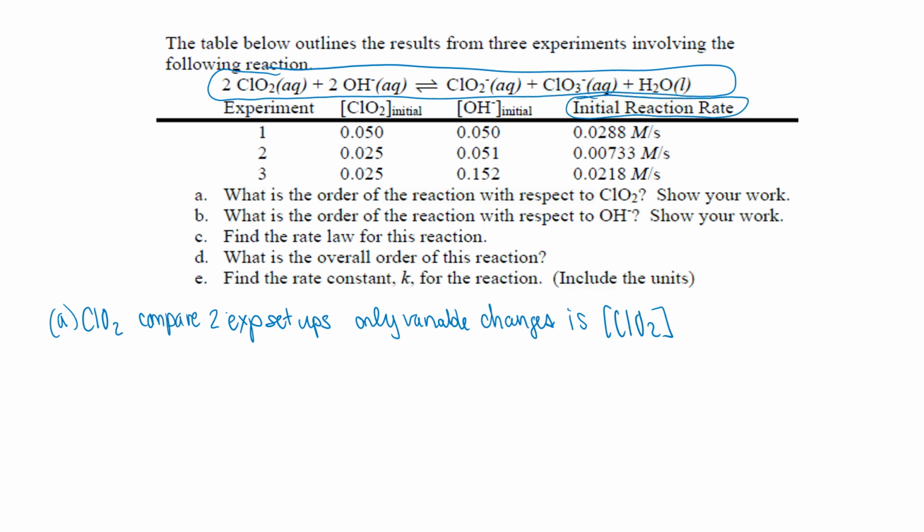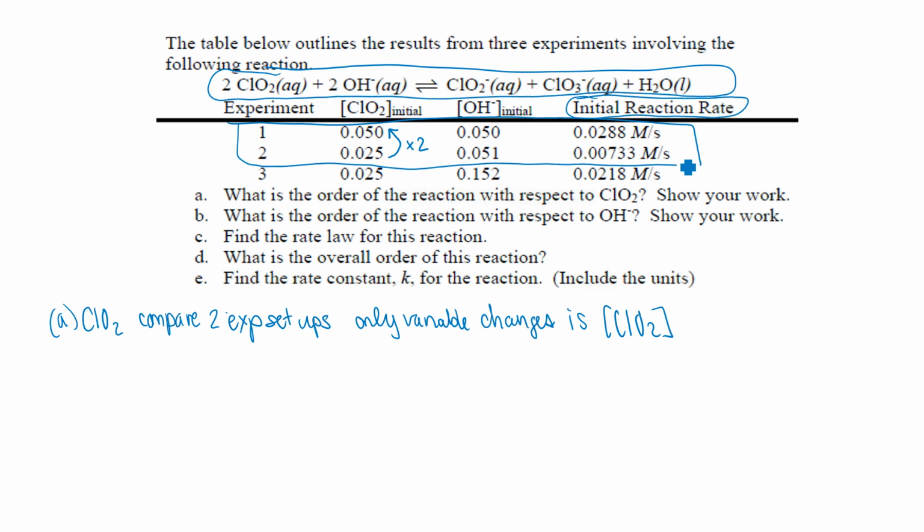If I look at my data sets, it looks like in experiments 1 and 2, the concentration of hydroxide is staying about the same, but the concentration of ClO2 is double in experiment 1 what it is in experiment 2. So when we compare experiment 2 to experiment 1, in experiment 1 the concentration of ClO2 is twice as much.